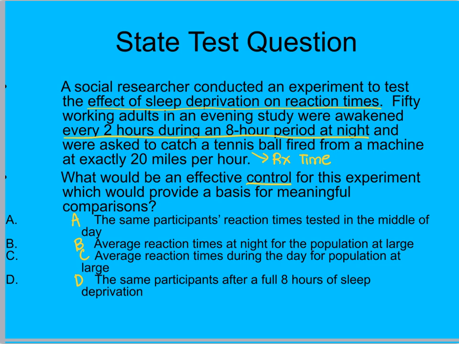So, what do you think? First thing I want you to look at is you have 2 that say the same participants, and your other 2 choices say population at large. So I want to ask you this question. What do you think is going to give you more reliable results? If you use the same people or just the general population?